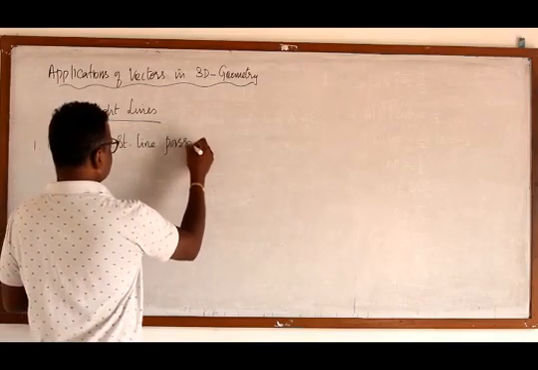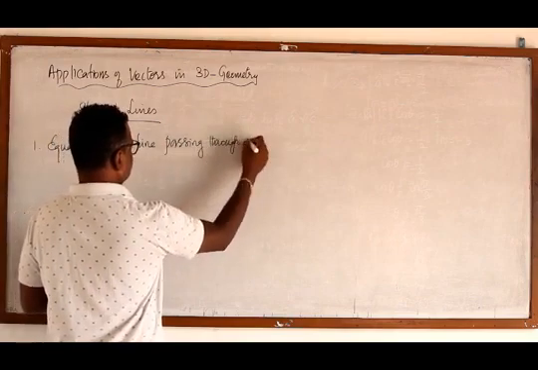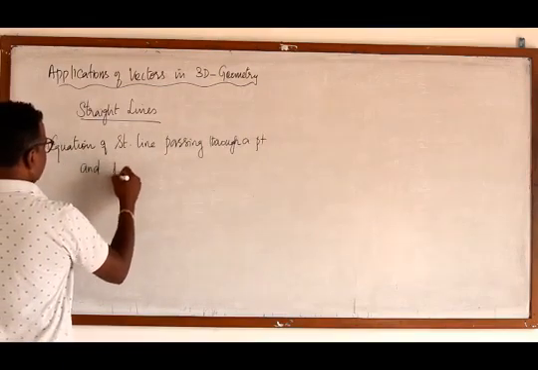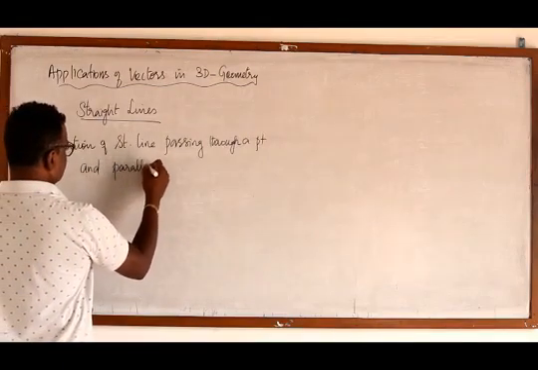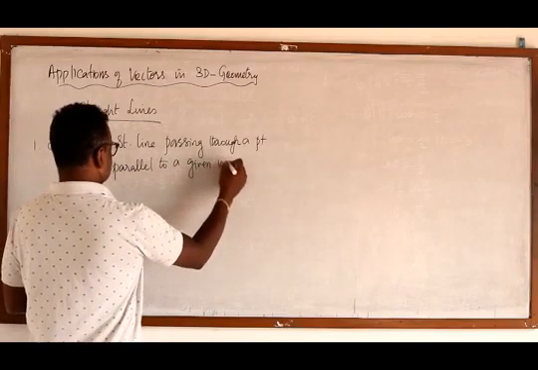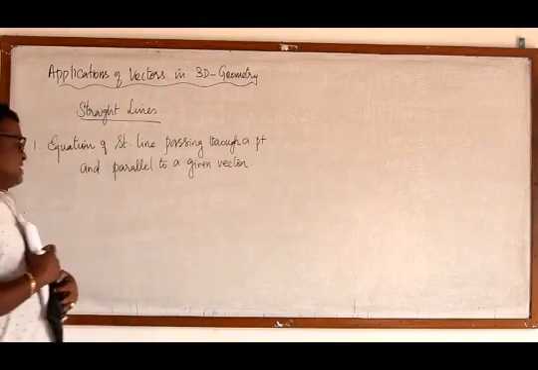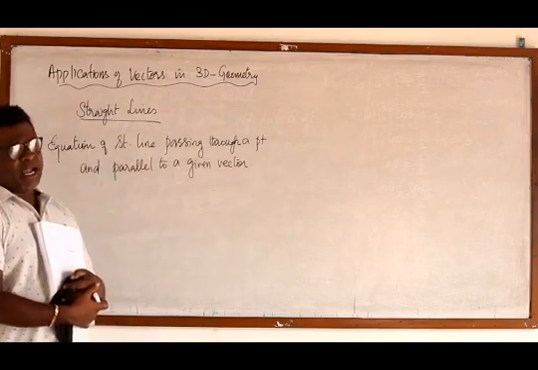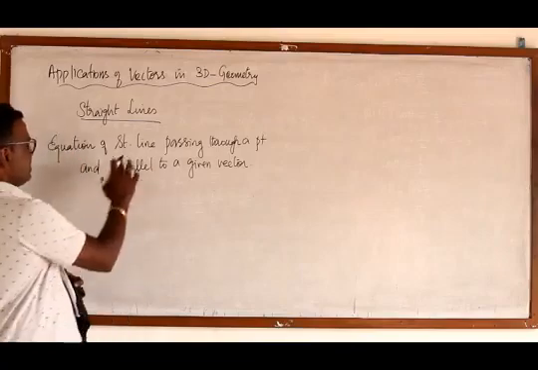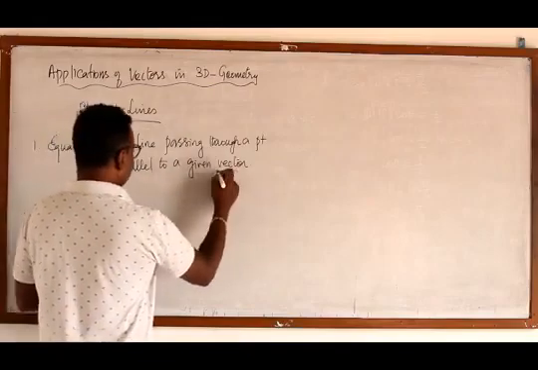Passing through a point and parallel to a given vector. This is nothing but the equation of a straight line passing through a point with a given slope, which we studied in our 10th standard syllabus. Same thing, but instead of the slope we have a parallel given vector.